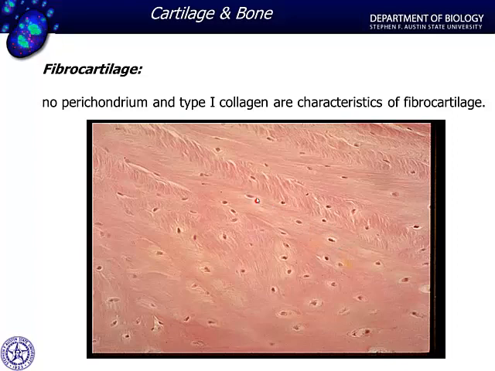You're not going to see fibroblasts looking like this. Fibroblasts don't typically look this rounded either, and as you look, we may have some isogenous groups in here. So you have to look very carefully as you look at these different tissue types, because fibrocartilage and dense regular connective tissue are lookalikes when it comes to histological preps.